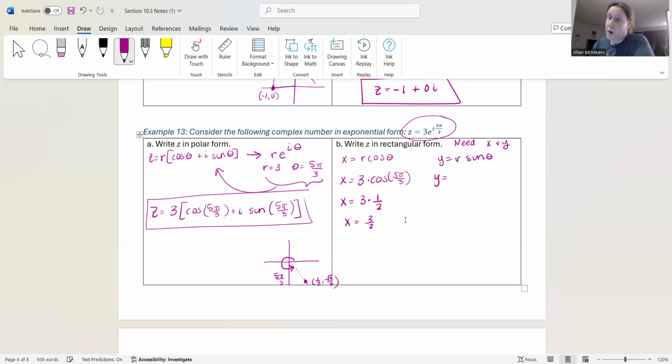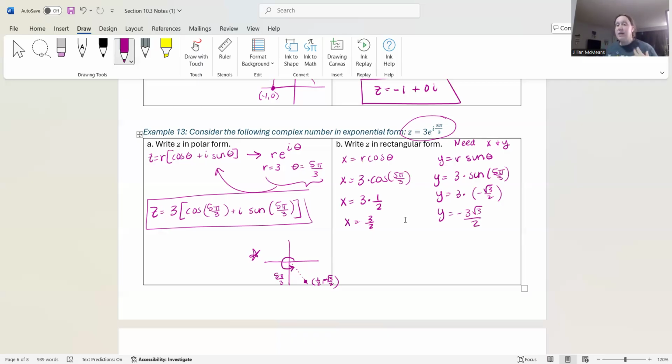And now to find our y, we know it's r times sine theta. R is 3. Sine of theta is going to be sine of 5 pi over 3. And we have our itty bitty unit circle over here at the bottom of part A. So we know that sine of 5 pi over 3 is actually negative. Make sure you get the itty bitty negative. It is negative root 3 over 2. So we get y equals 3 times negative root 3 over 2. So y equals negative 3 square root 3 over 2.